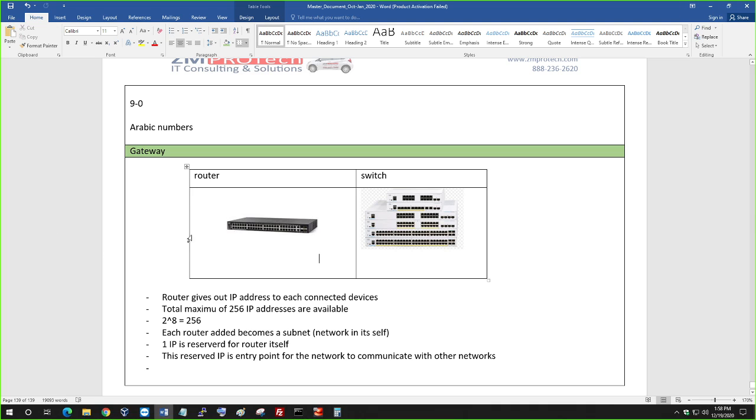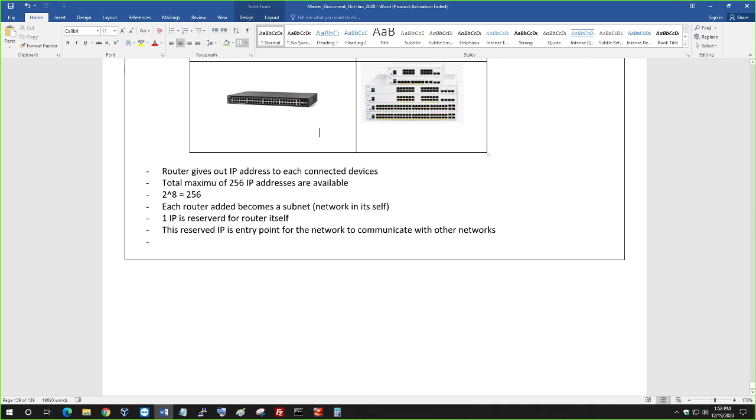So now, that's what it is. One IP is reserved, and that reserved IP is referred to as the default gateway.